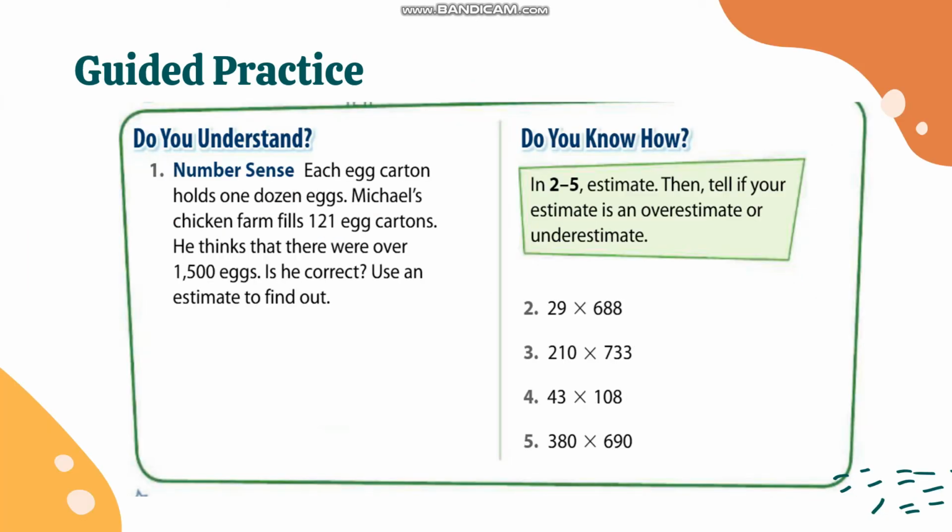Number 1. Each egg carton holds 1 dozen eggs. Michael's chicken farm fills 121 egg cartons. He thinks that there were over 1,500. Is he correct? Use an estimate to find out. So if we're going to estimate, dozen means 12. So 121 multiplied by 12. If I'm going to estimate, this is nearest to 100 and this is nearest to 10. So if we multiply 100 multiplied by 10, that is equivalent to 1,000.